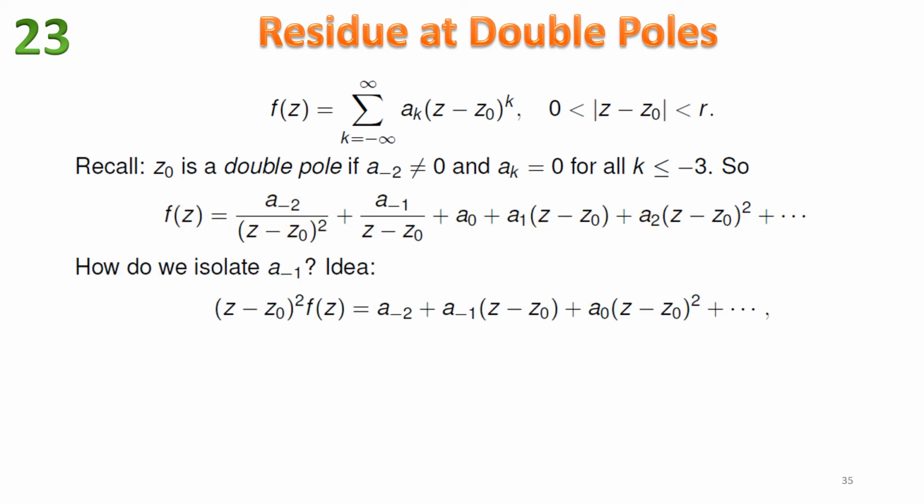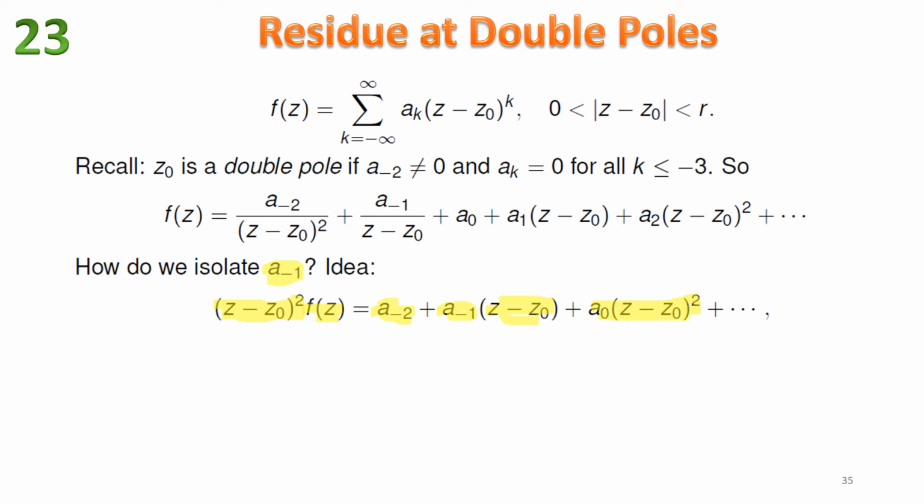Now, we have to isolate a minus 1. How to do that? To isolate a minus 1, this time we shall multiply both sides by (z minus z0) to the power 2. So, (z minus z0) to the power 2 into f of z is equal to a minus 2 plus a minus 1 into (z minus z0) plus a0 into (z minus z0) to the power 2 and so on.